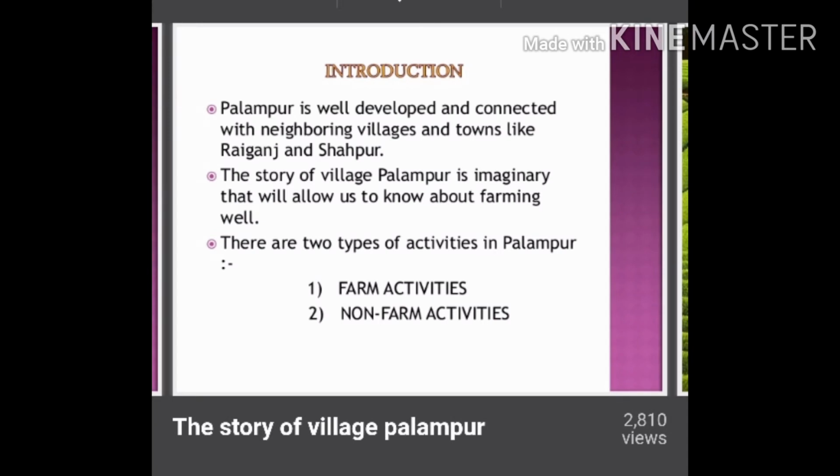Further, Palampur is well developed and connected with neighboring villages and towns like Raiganj and Shahpur. If the village is connected with the town, there might be transportation facilities and road connectivity. So the story of the imaginary village Palampur will allow us to know about farming well. There are 2 types of activities in Palampur village, farm activity and non-farm activities, which we will study in the coming topics. So till here we come to know about Palampur village, which looks like a village with lots of facilities.